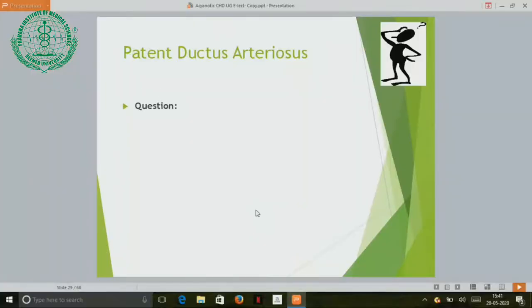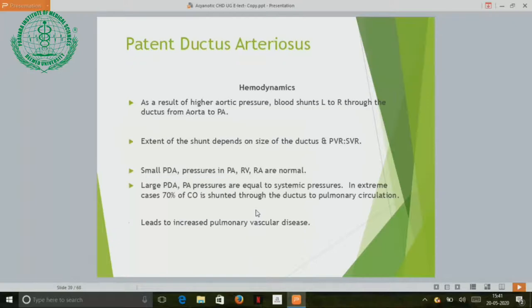So my question is, which TORCH infection is PDA associated with? The answer is congenital rubella syndrome. All of you must be knowing, there are three components of congenital rubella syndrome. One component is the congenital heart defect. The most common is patent ductus arteriosus.